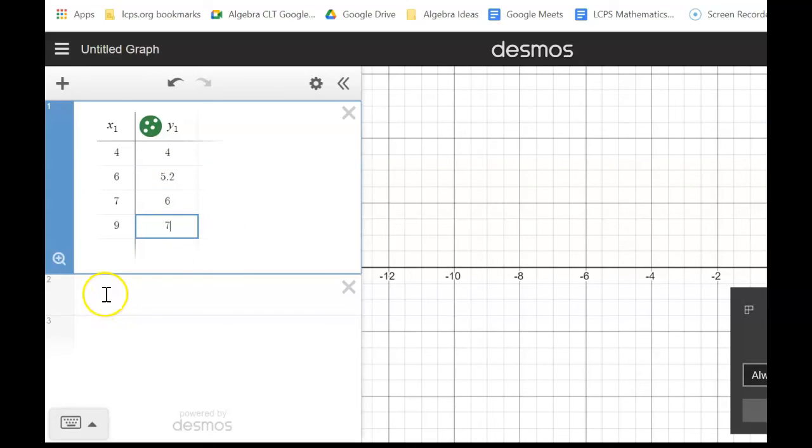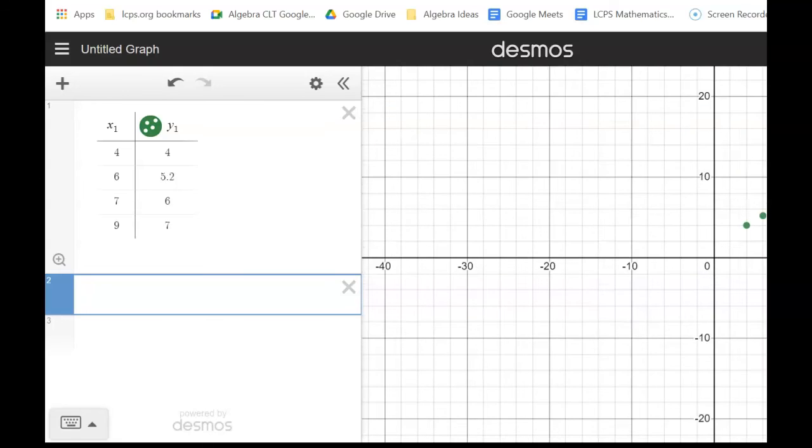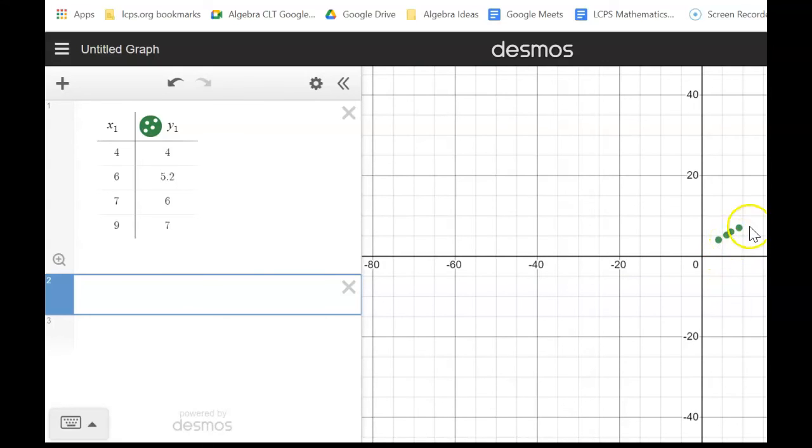All right, so here's the key. Now we're going to get the line of best fit. If I zoom out, we can see our values. There they are, in the window. Okay, we got our 4 values. Now we're going to come up with the line of best fit.